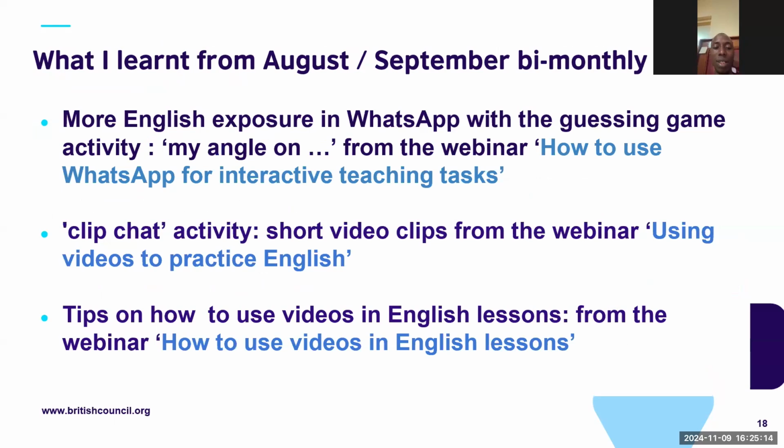That activity was about having a game with students. And the game was called On My Angle. What she proposed was for students to take a picture of an object they think is very special to them. But they don't take a simple picture like this. They take the picture from an angle, so it might be difficult to guess what the object is. And then they post the picture on WhatsApp. So the others just have to ask questions to guess what the object is.